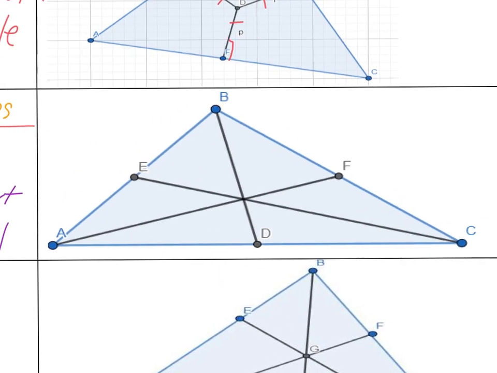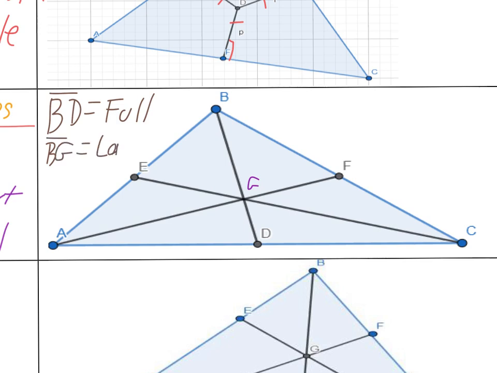If we look at our sample here, there's no centroid marked, so we're going to put a little G right there. What we're saying is that if segment BD is our full segment, then segment BG is our long segment, and segment GD is our short segment.